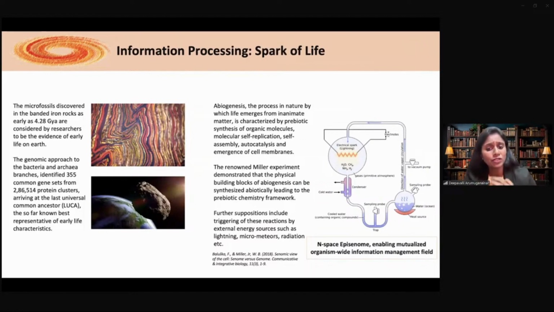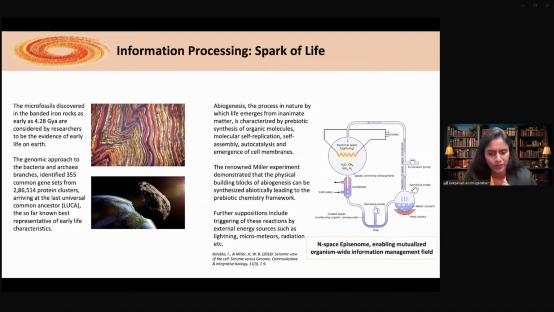Now, stepping into the spark of life, the microfossils discovered in the banded iron rocks as early as 4.28 giga-years are considered by researchers to be the evidence of earliest life on Earth. The genomic approach to the bacteria and archaea branches identified almost 355 common gene sets from about 285,000 protein clusters, arriving at the last universal common ancestor, which we call the LUCA, the so far best known representative of the early life forms.